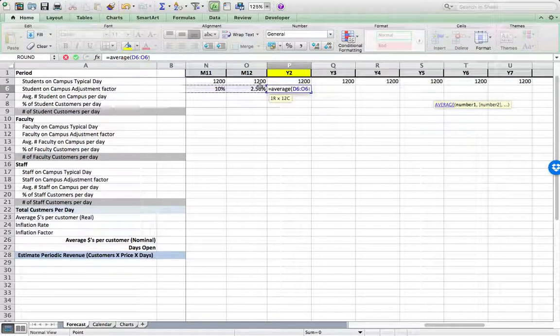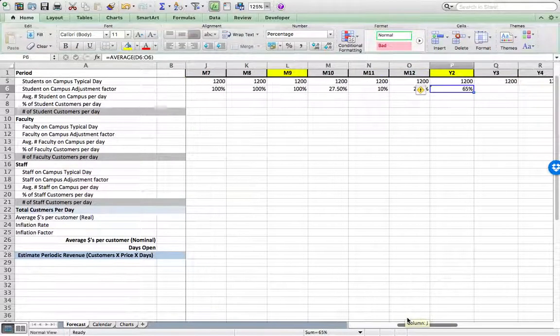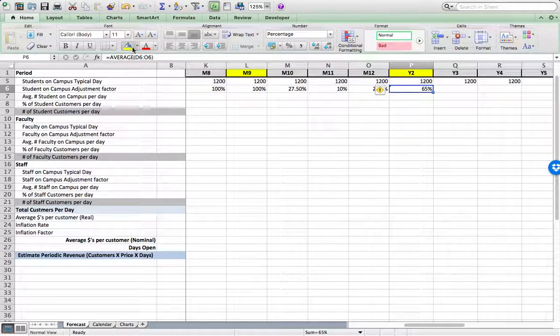And so what that works out to is 65%. What that means is 65% of the time, on average over a year, we have the full accoutrement of students there. Or differently, you could say on average about 65% of students are on campus on any given day.